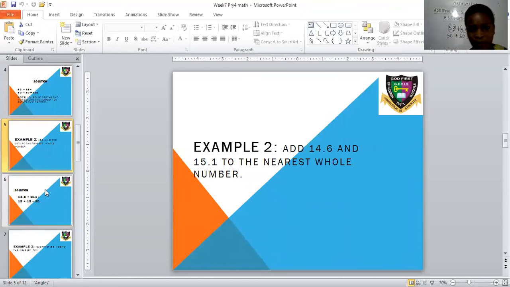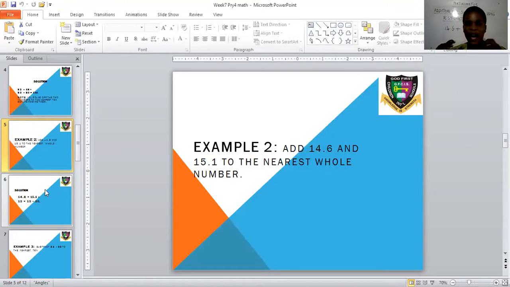Now, we're having the second example. Another example is saying, I know you're all saying you've seen something like this before too. Now, we have 14.6, the decimal, then 6, and say we should add this. That is plus what? 15.1. Is that taken up?